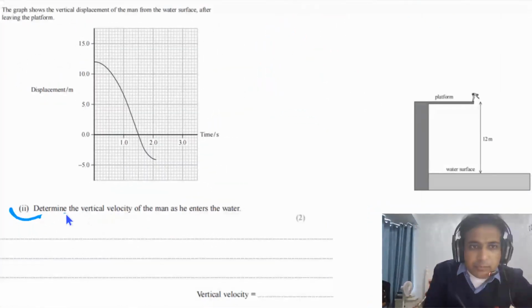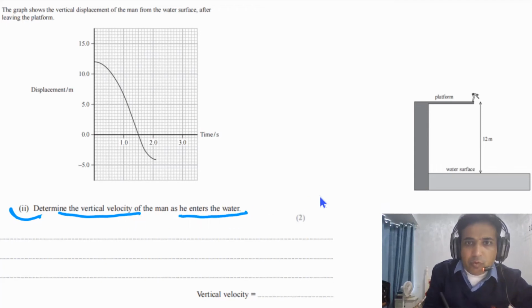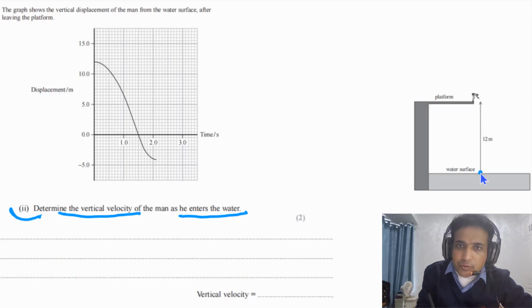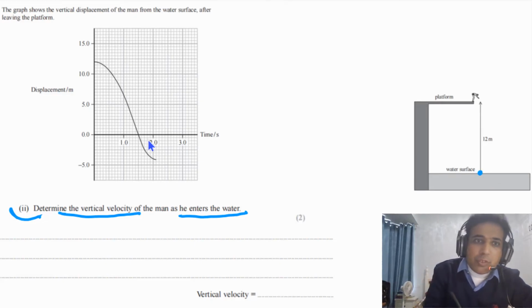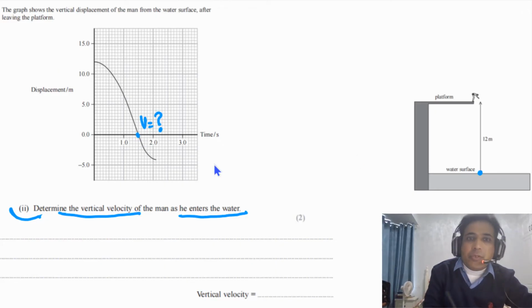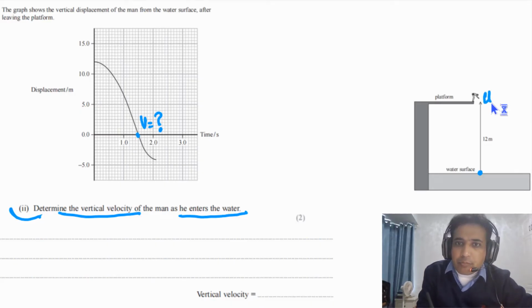For the second part, we need to determine the vertical velocity of the man as he enters the water. The person will enter the water at this point, meaning the displacement will be equal to 0. At this point we need to find out the velocity. What is the value of v at this point? This person started from rest, so the initial velocity is equal to 0, and we have the value of displacement, and it is in free fall, so the acceleration will be equal to g.